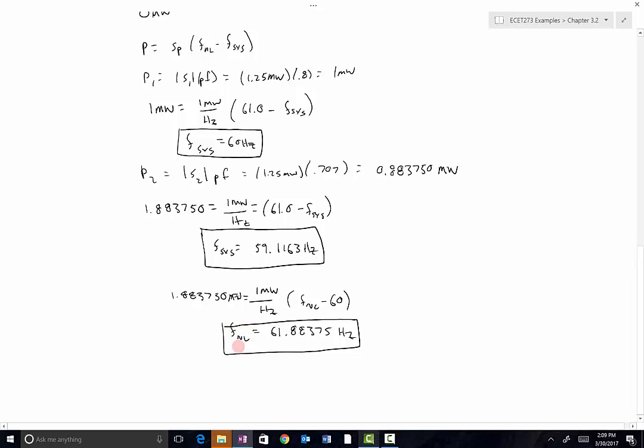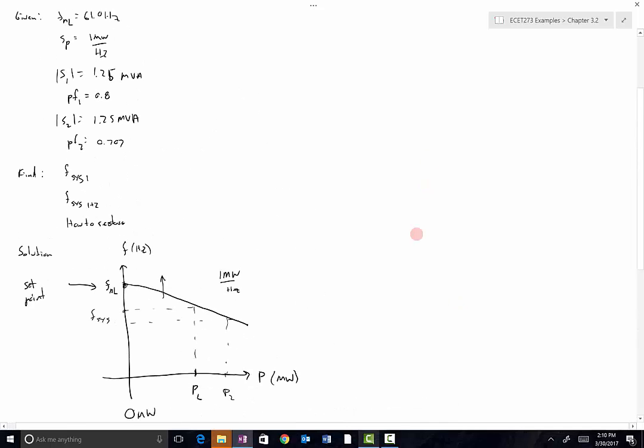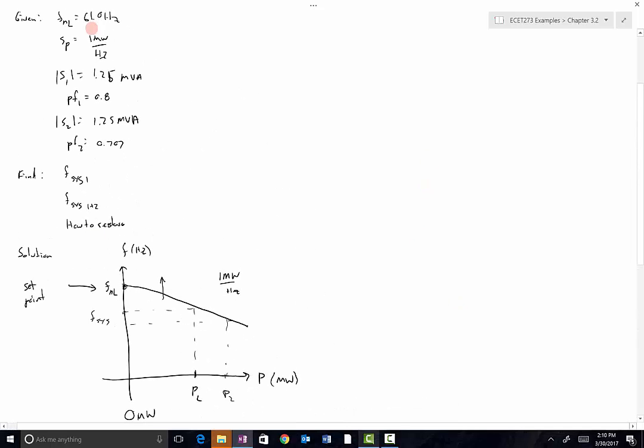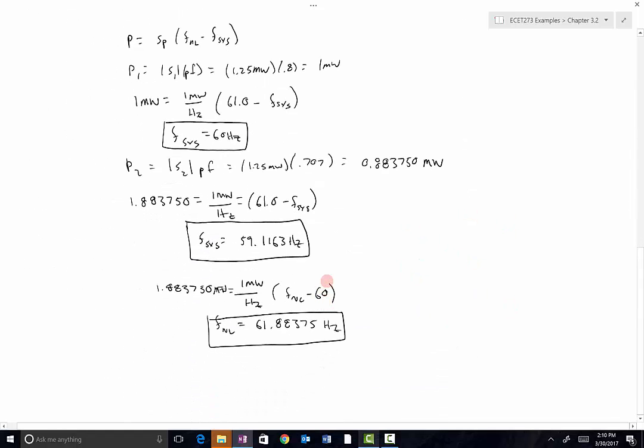So if I change the amount of torque being applied by the prime mover such that the no-load frequency of the generator is at 61.88375, increased from its initial value of 61, then we can restore the system frequency to 60 hertz for the combination of both loads.